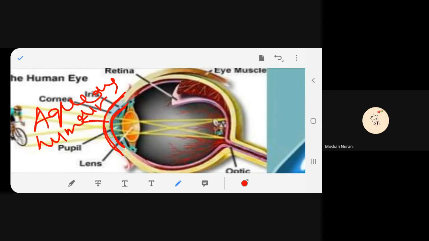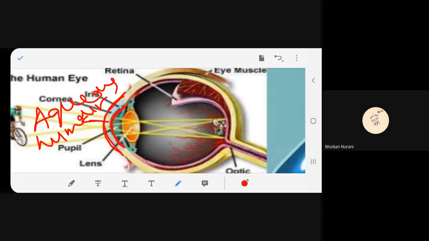That's why I can move my eyes. If it had been rigid, do you think I could move my eyeballs? I cannot. Because of the liquid present inside, the aqueous humor, I can move my eyeballs. Is it clear? Okay, that is aqueous humor. All of you understood?